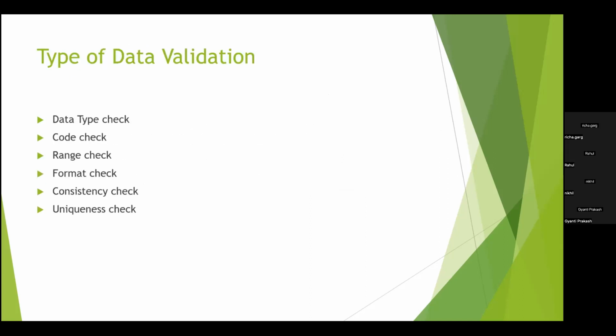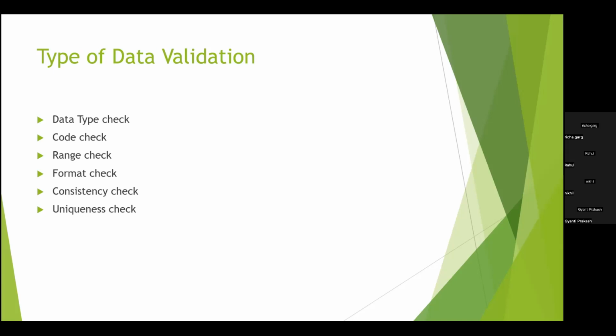Okay. So, types of data validation. We have a few types of data validation, for example: data type check, code check, range check, format check, consistency check, uniqueness check. These are the basic, or broadly classified, checks. Otherwise, in data validation, you have to validate the data as per your requirement. We will discuss these basic checks in this presentation.